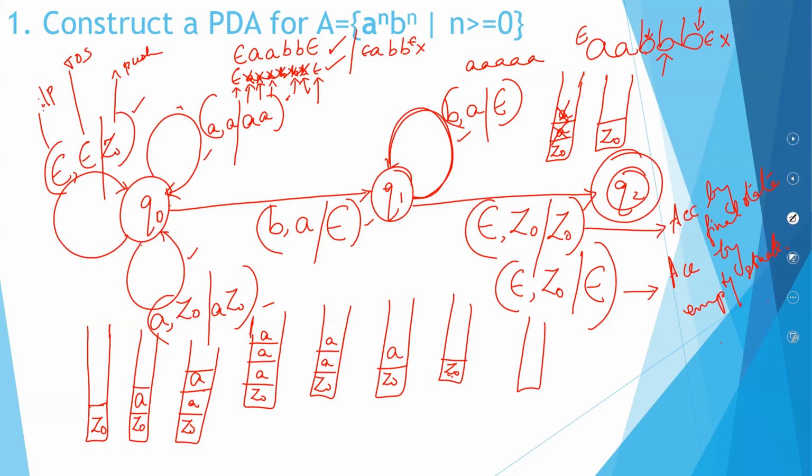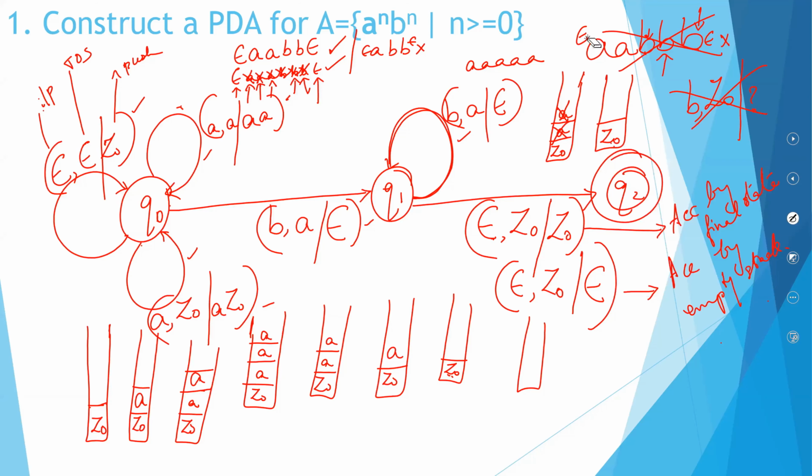This is the condition of my stack, and I am encountering B. This is the top of my stack, and I need to know what to do. Look into your diagram. Do you have such a case? You have B, A, what to do. You even have null, Z0, what to do. You do not have such a case, which means this is an invalid string.